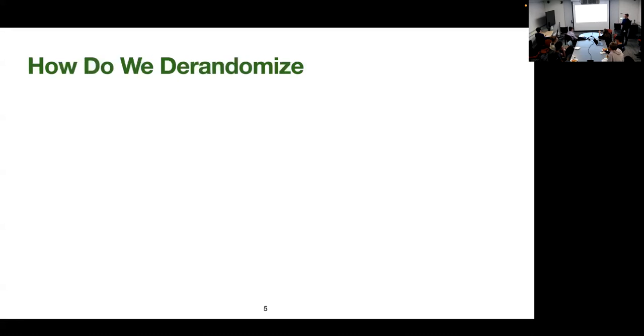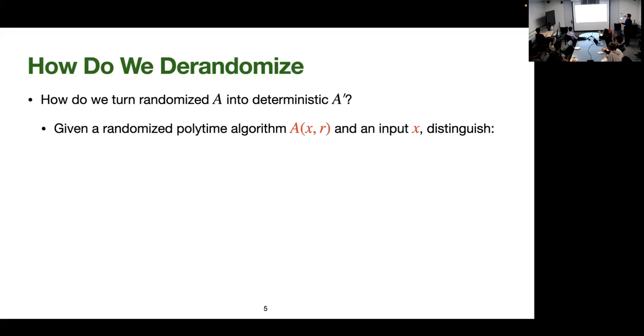Just a quick overview, which for people who've seen this before will probably be a review: how do we think about derandomization in general? We have a randomized algorithm, A, and we want to turn it into a deterministic algorithm, A prime. Suppose we pick some randomized algorithm that we want to derandomize. It's going to take two things: an input X and some random bits R, and use the random bits R to do some computation on its input.